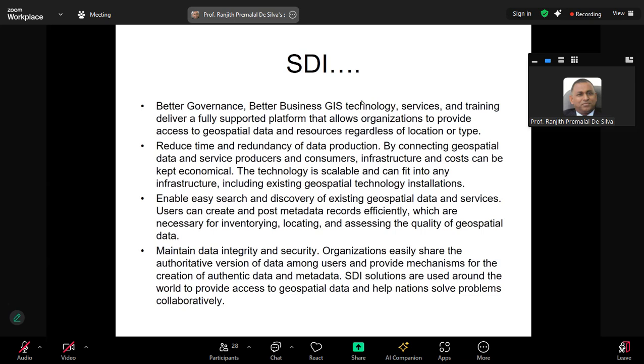Government will not own all this data except for a few sets of data which should be available to the public because these data have been collected using public funds. Therefore, the government is responsible for making this data available to the public without any cost.